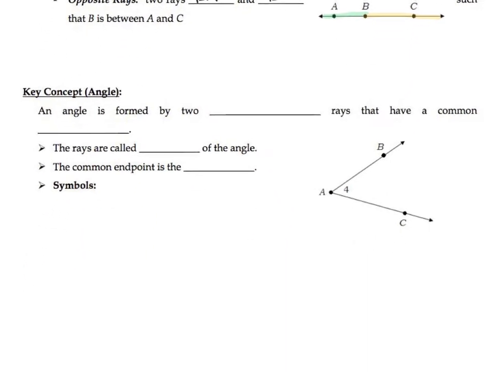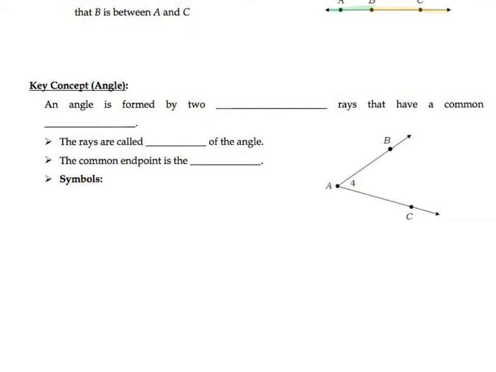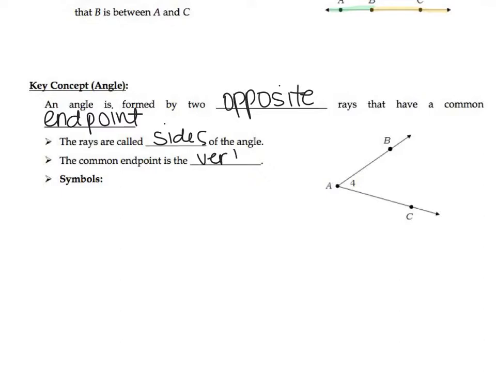So now we want to talk about an angle. An angle is formed by 2 rays that have a common endpoint. The rays are called the sides of the angle, and the common endpoint is called the vertex.